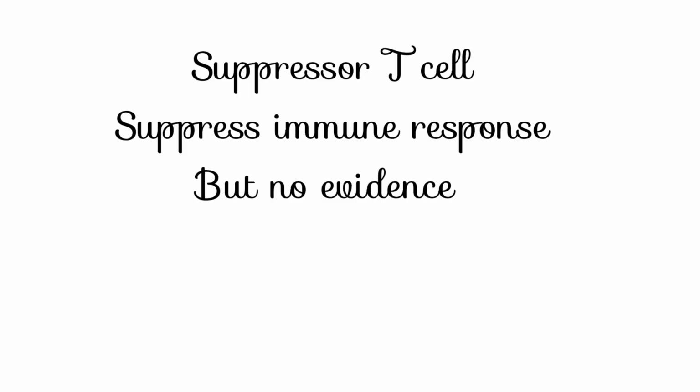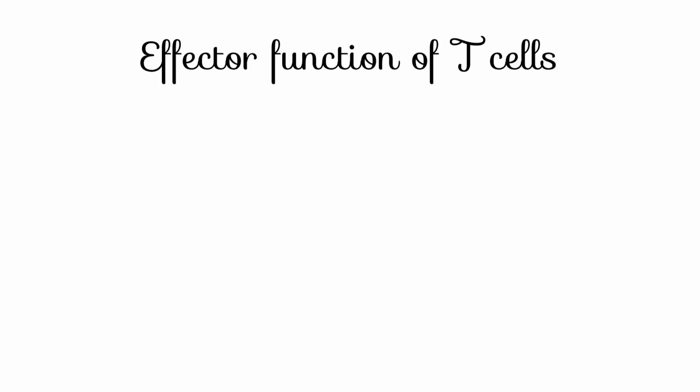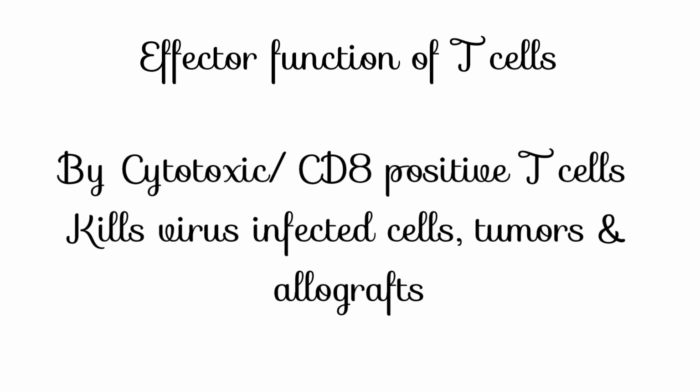There is also another type of T cell described, which is called the suppressor T cell, and the suppressor T cells are postulated to down-regulate the immune response, but the evidence to support the existence of suppressor T cells is lacking. Now let's talk about the effector function. The effector functions are carried out primarily by the cytotoxic T cells, which are also called the CD8 positive T cells, and these cells kill the virus infected cells. These cells also kill the tumor cells and allografts.